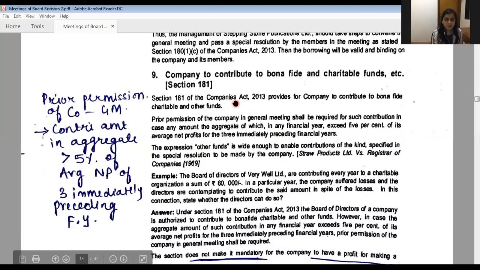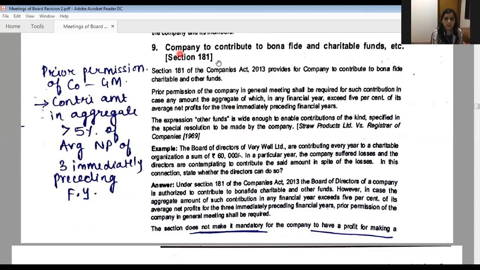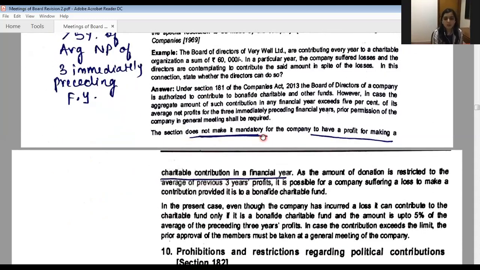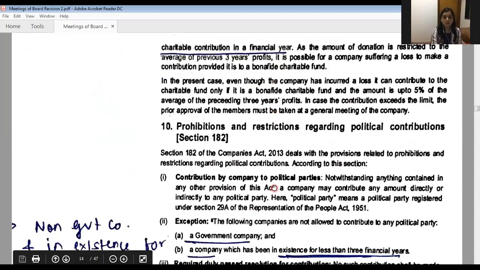Next, we'll see section 181, that is company to contribute to bona fide or charitable funds. The prior permission of the company in general meeting is required if the contribution amount in aggregate exceeds 5% of average net profit of the 3 immediately preceding financial years. It does not make it mandatory for a company to have a profit for making a charitable contribution in the financial year.